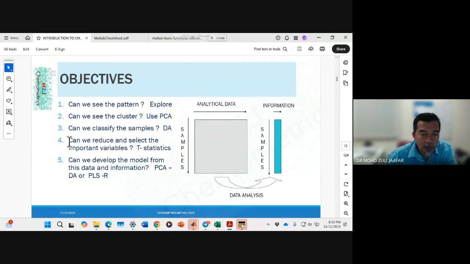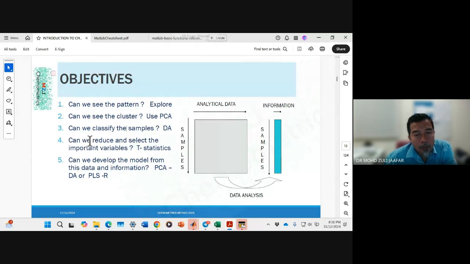So number four, if you have a large number of variables, chemometrics can handle this by reducing which variables are important for a certain situation. For example, you have an NIR spectra of cooking oil, for example.